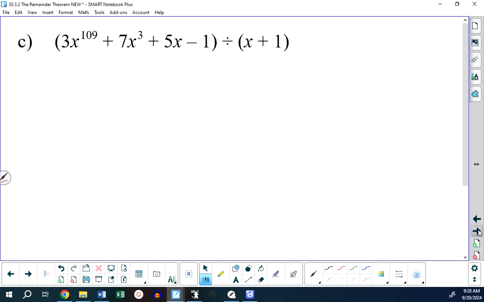I hope you see why, if you want to do this third one with synthetic division, I would say have at it. But I hope you see that you would not want to. Because you're going to have to write 3, and then a whole bunch of zeros down to the 7, and then a 0 and a 5 and a negative 1. So what is the remainder? The remainder will be p of negative 1. I'm not going to do this with my tables.